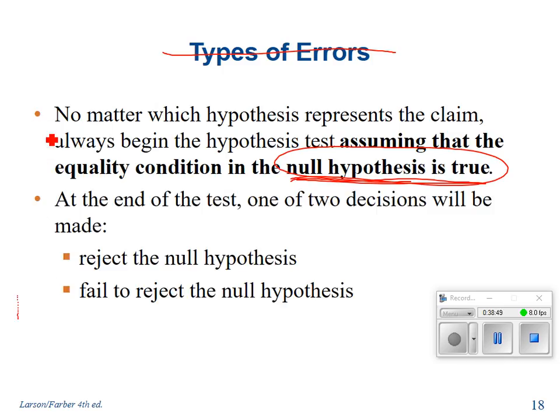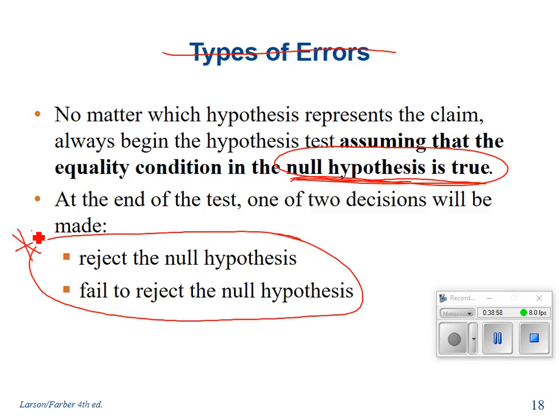At the end of the test, one of two decisions will be made. These are the only two decisions you can make, and this is important. You can either reject the null hypothesis or fail to reject the null hypothesis. So either you reject what the H0 says or you fail to reject it.